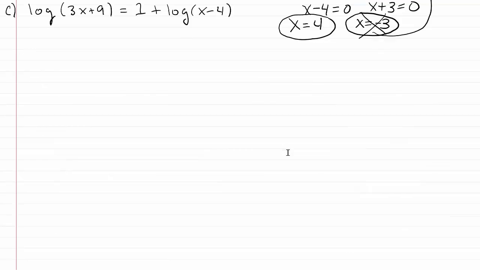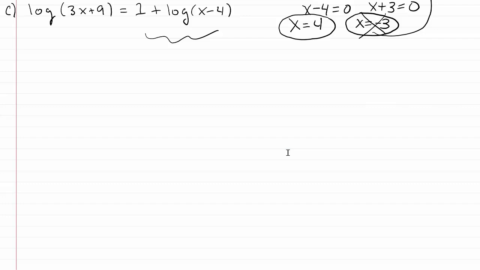However, I don't know how I'm going to handle this situation, right? I can't just drop the logs because I have this 1 in the way. If there was no 1, if it was just log of 3x plus 9 is equal to log of x minus 4, I would be able to just drop the logs because they have the same base. Remember, if the base is not written, it's assumed to be 10, so it's the common log. If there wasn't the 1 there, I could just drop the logs.